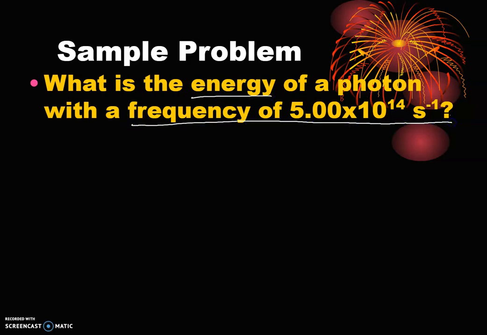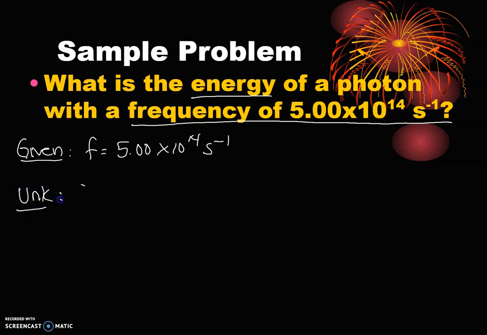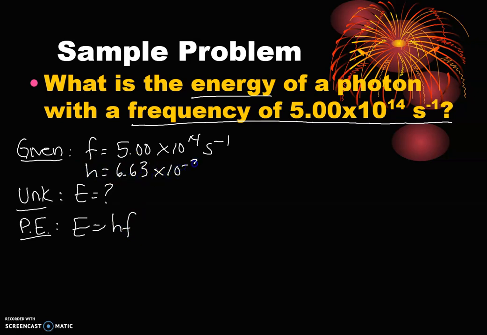of 5 times 10 to the 14th reciprocal seconds. So we are given a frequency of 5.0 times 10 to the 14th reciprocal seconds. We are looking for the energy, and the parent equation we're going to use is E equals hf. So h is a constant that is available to us as well: 6.63 times 10 to the negative 34th joule seconds. No, you don't have to memorize it. And then we're going to plug everything in.